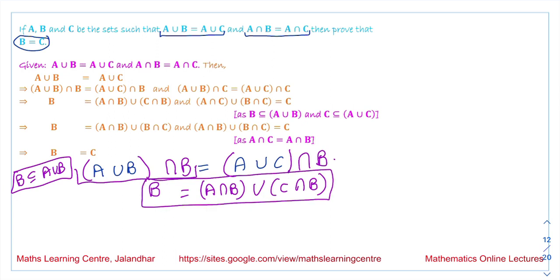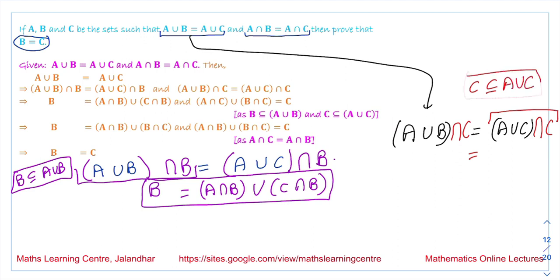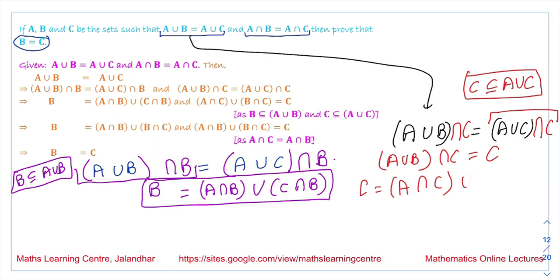Now in the next step, we are again starting with the first equation, A union B is equal to A union C. Now we are taking the intersection with the set C. On this side we can see that C is a subset of A union C, so this term will become C, and this is equal to A union B intersection C. So what we get is that C is equal to A intersection C union B intersection C.